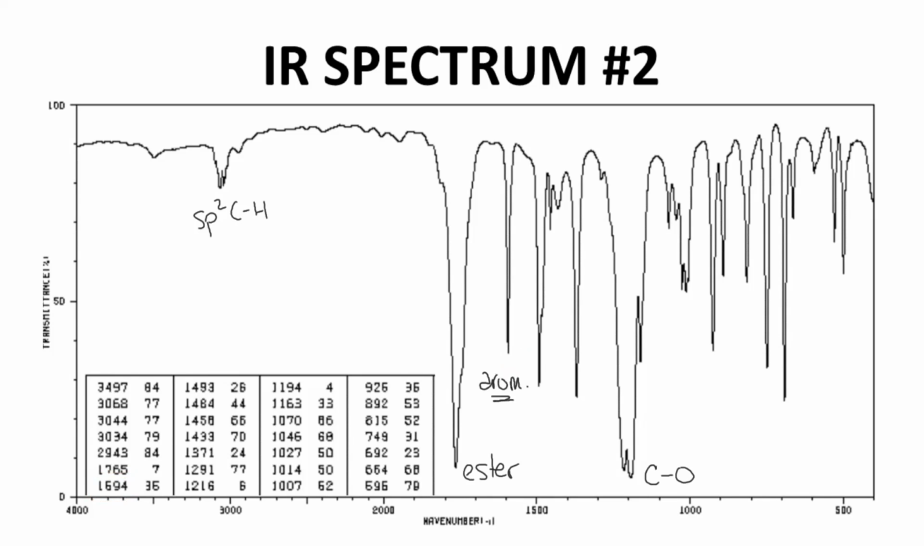Anything else? We have these strong peaks at 1493 and 1371, but these aren't in an interpretable region, and we should ignore them. Okay, we have an ester and an aromatic ring. What is the structure? It is this molecule, which is indeed an aromatic ring and an ester. Perfect.